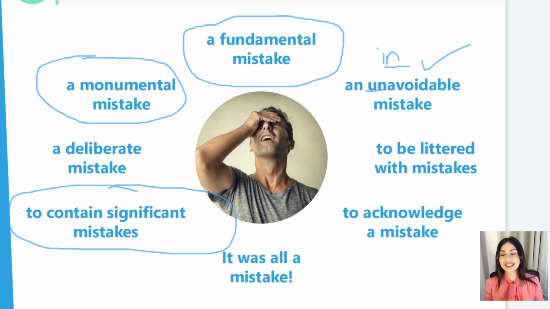So avoid and evade are very similar, but inevitable and unavoidable have different prefixes in the negative. If a document or article is littered with mistakes, it doesn't look good. Okay, so it is peppered with mistakes, it is full of mistakes, but it is littered with mistakes.